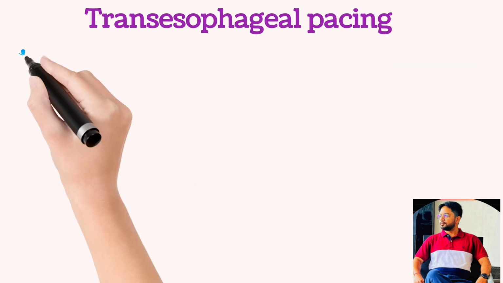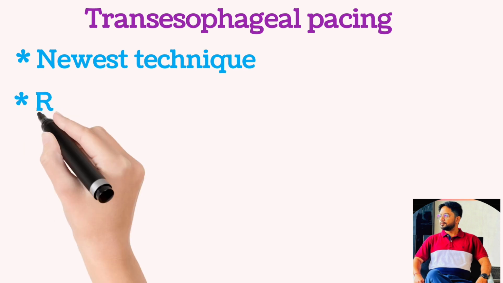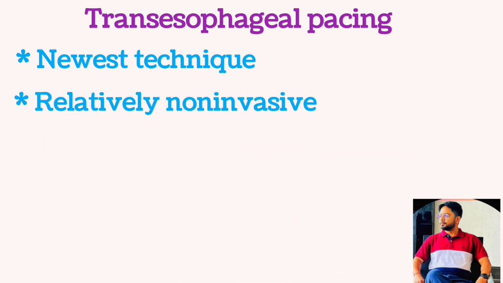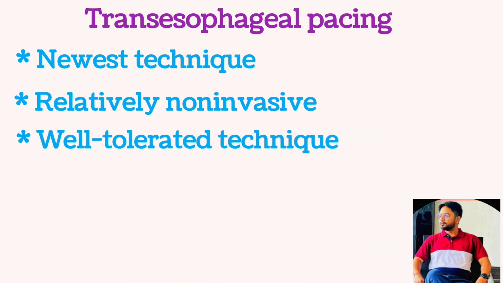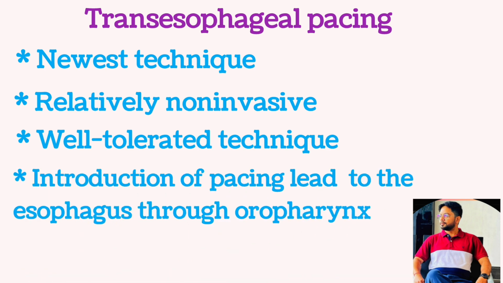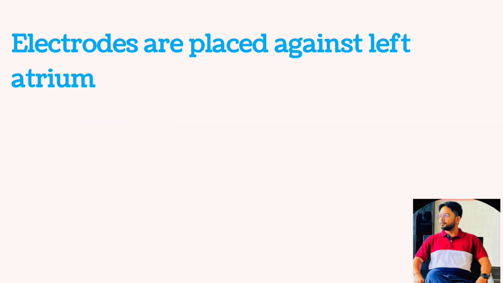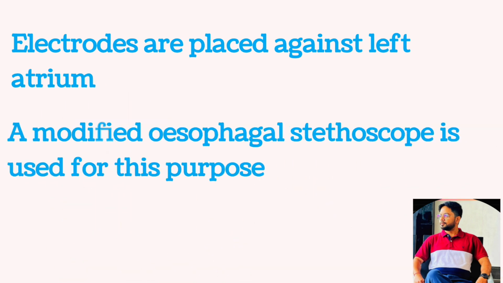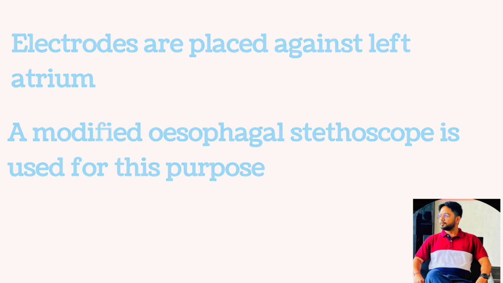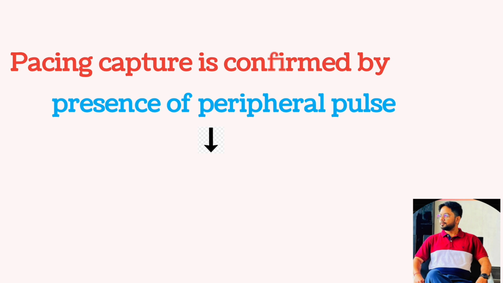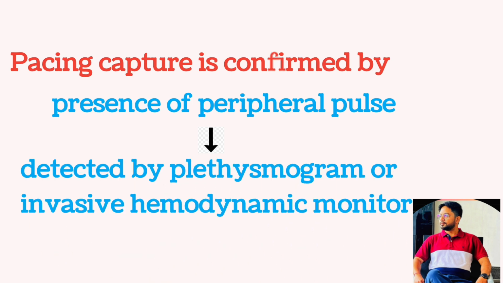Transesophageal pacing. This is the newest technique available. This relatively non-invasive and well-tolerated technique requires introduction of pacing leads through the oropharynx to the esophagus, where the electrodes are paced against the left atrium. A modified esophageal stethoscope is used for this purpose. Pacing capture should be confirmed by presence of peripheral pulse as detected by plethysmogram or invasive hemodynamic monitor.